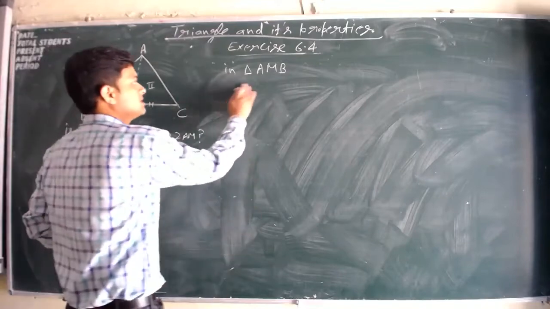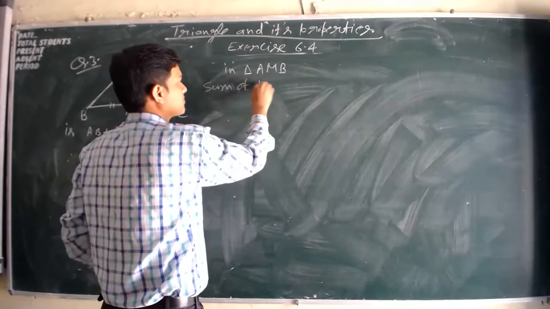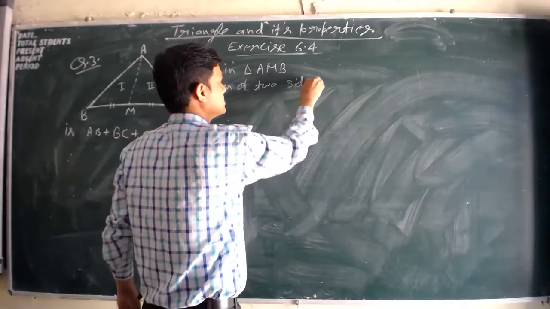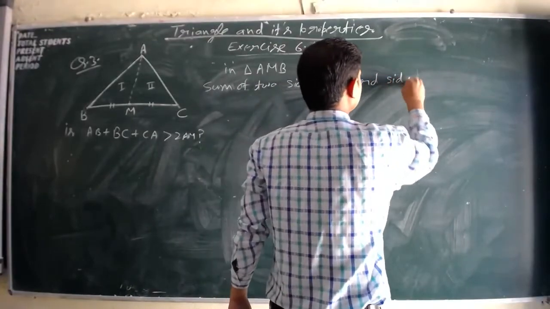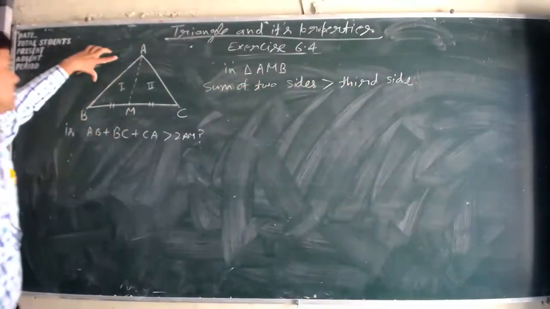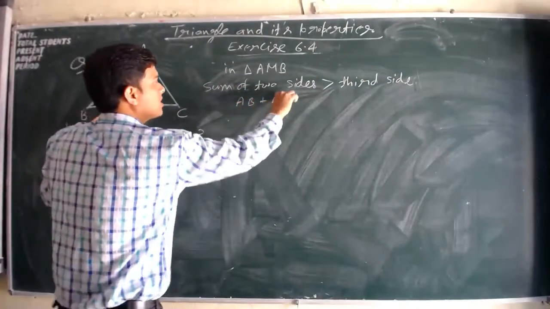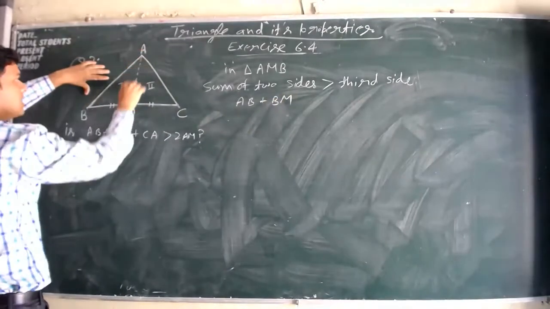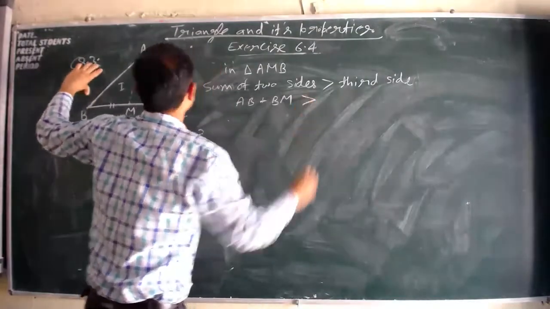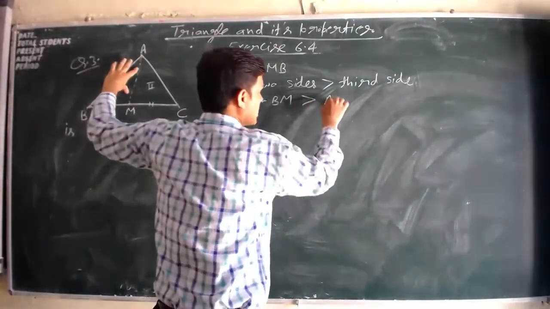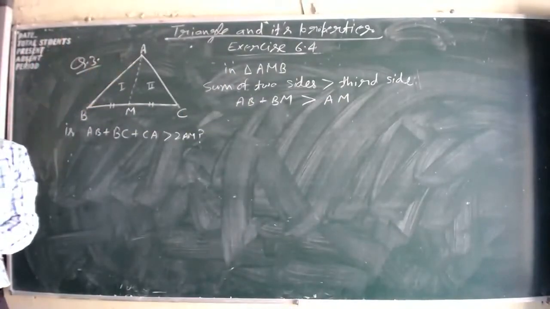That means the sum of two sides is greater than the third side. It means AB plus BM. Considering this triangle AMB, AB plus BM should be greater than AM. Clear? Now the sum of these two should be greater than this third side.